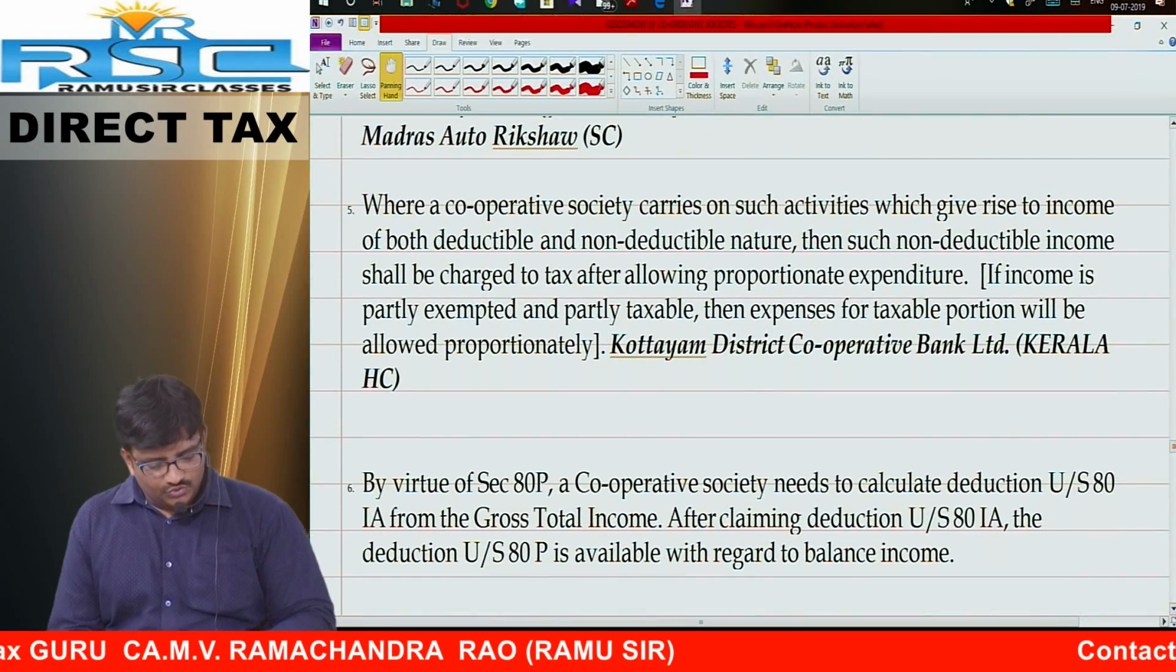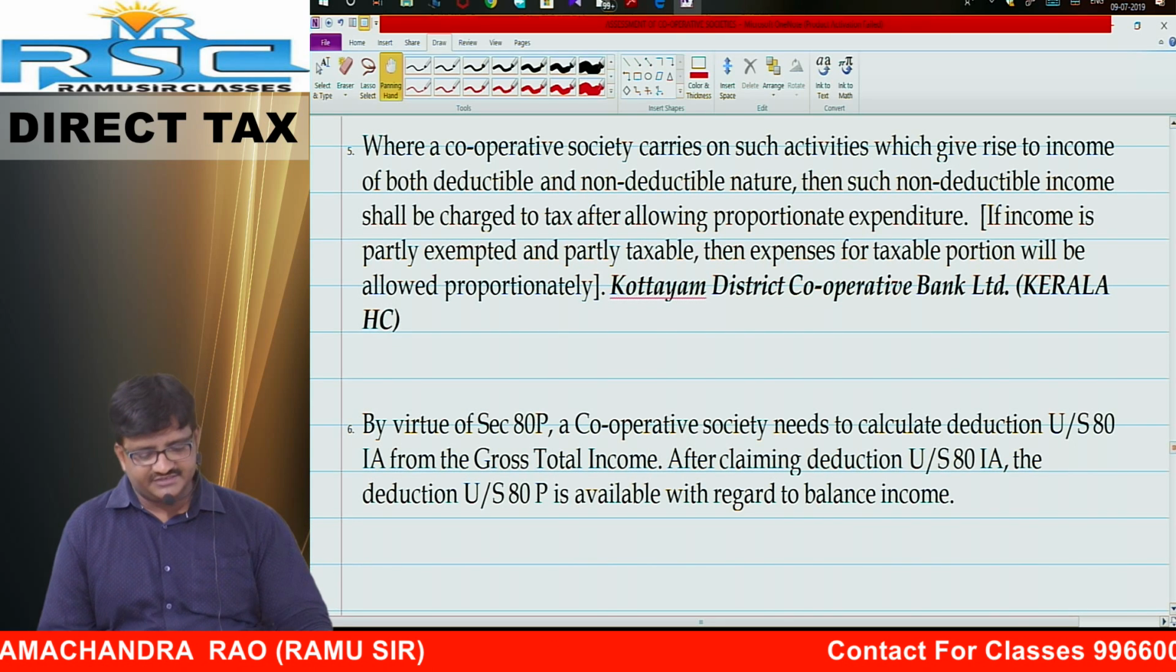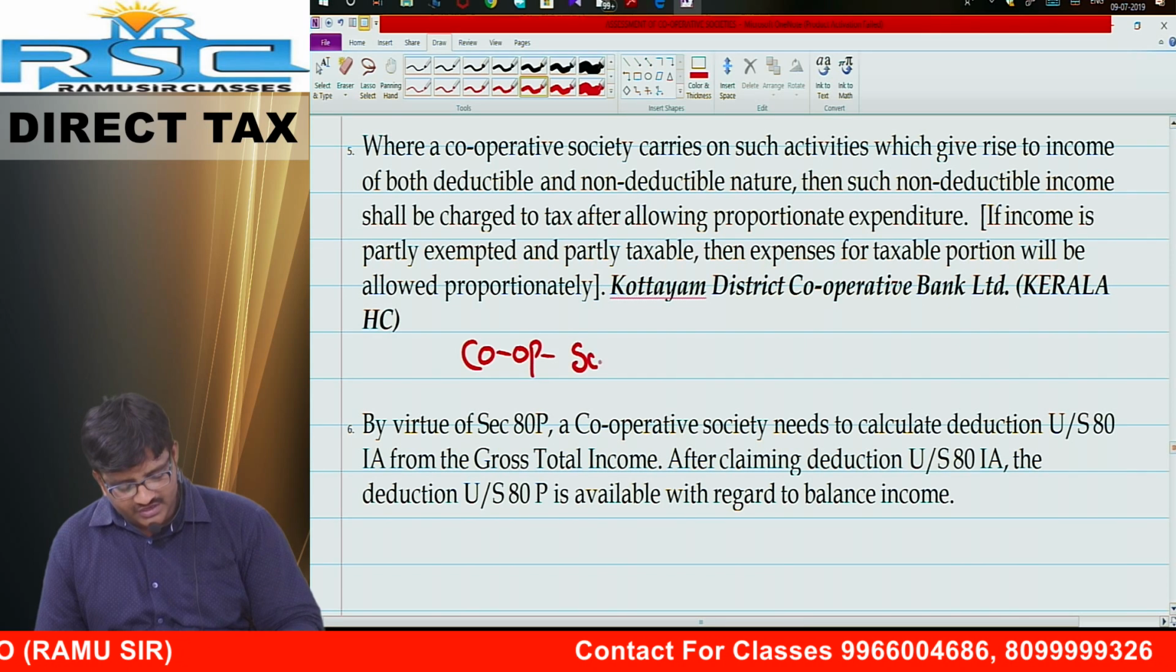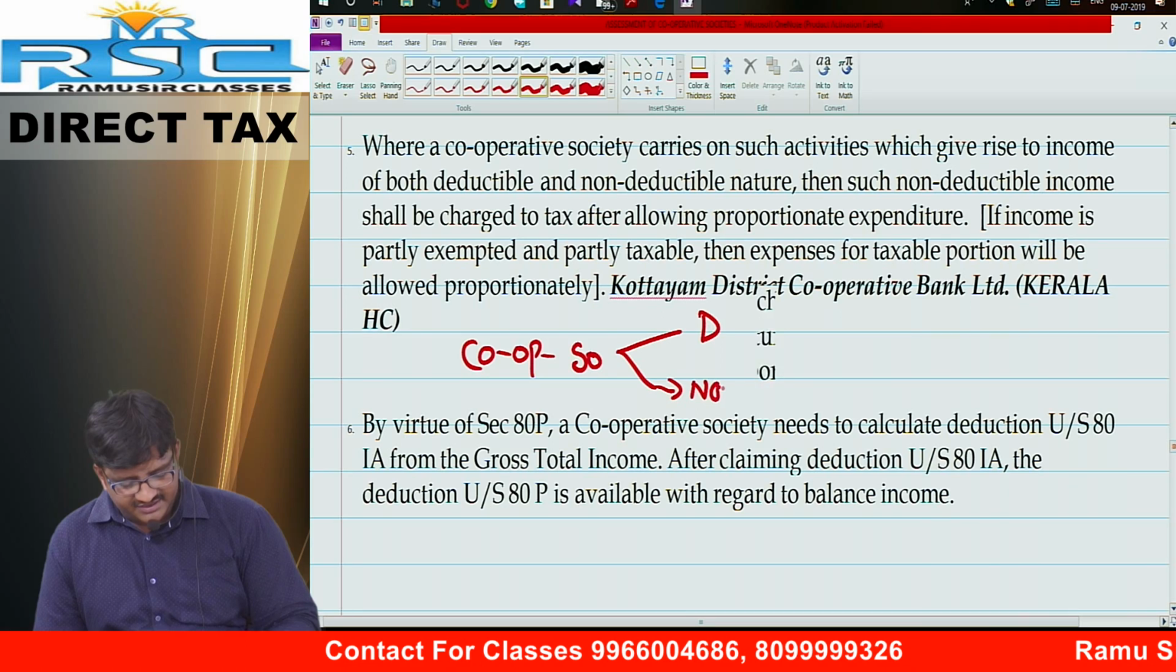Next one, Kottayam District Cooperative Society Bank, Kerala High Court. This is a different case law. Friends, generally some cooperative societies will have two kinds of income. First one is deductible income. Second one is non-deductible income.